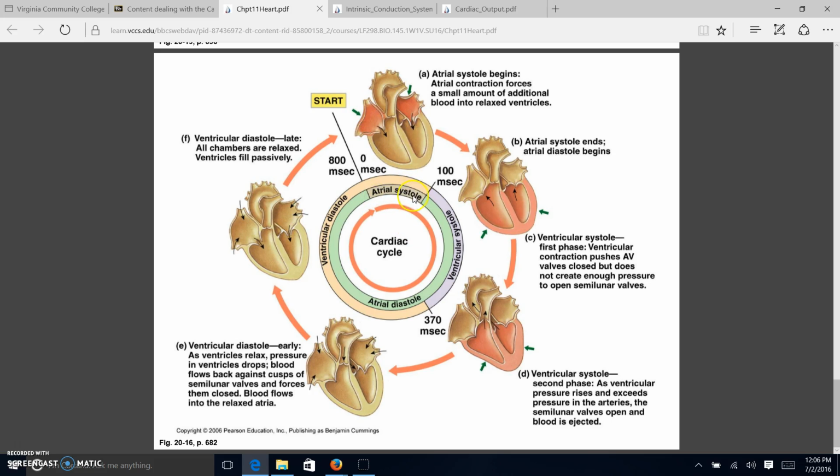Okay, so atrial systole, atrial contraction, only lasts 100 milliseconds. And then the rest of the time, the atria is in a relaxed state, atrial diastole. Now notice ventricular systole, which is a little bit longer period of time. It's 270 milliseconds because we have to subtract 100 from the 370, because it begins at the 100. So it's 270 milliseconds, which is a little longer than the contraction of the atria. We'll talk about why that's important in a minute.